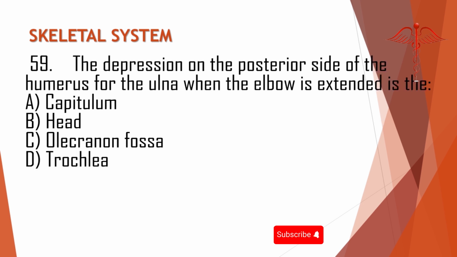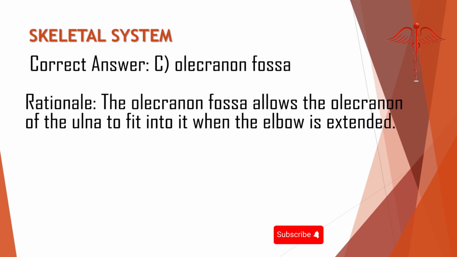59. The depression on the posterior side of the humerus for the ulna when the elbow is extended is the A. Capitulum. B. Head. C. Olecranon fossa. D. Trochlea. Correct answer, C. Olecranon fossa. Rationale: the olecranon fossa allows the olecranon of the ulna to fit into it when the elbow is extended.